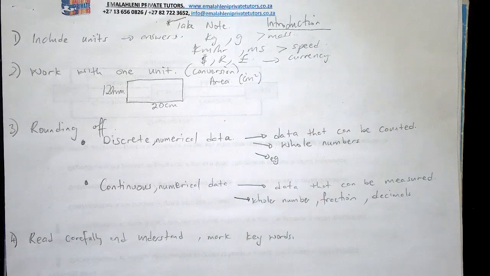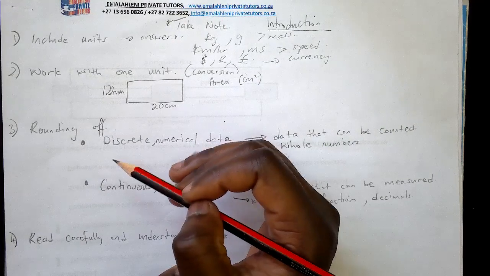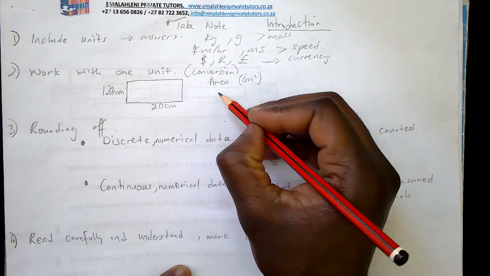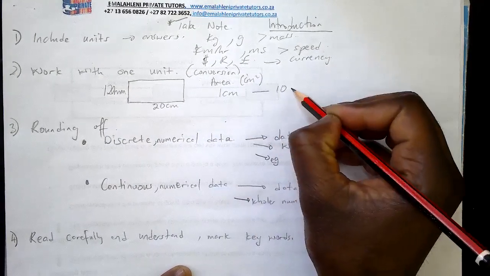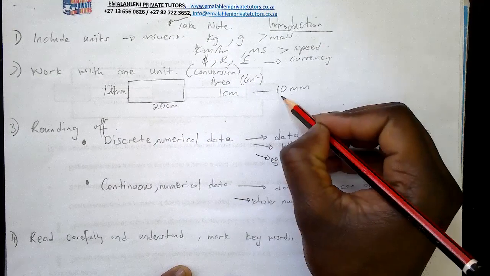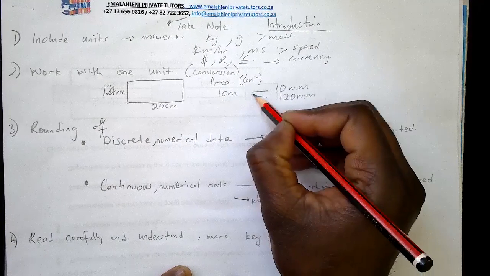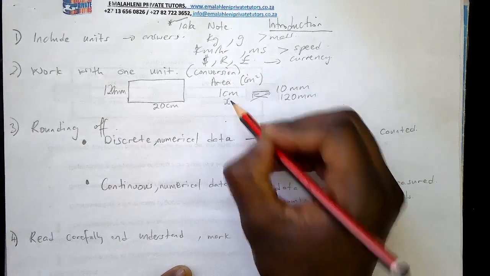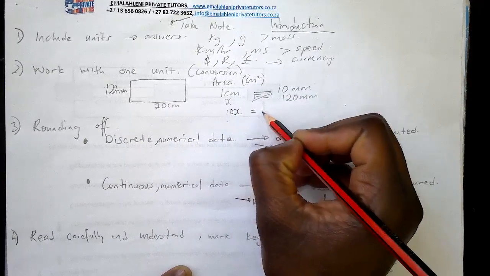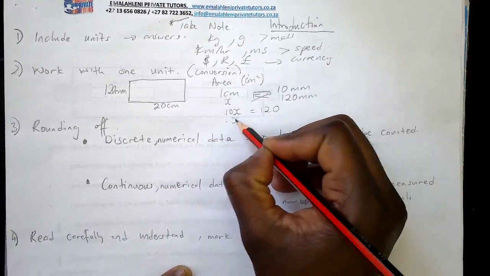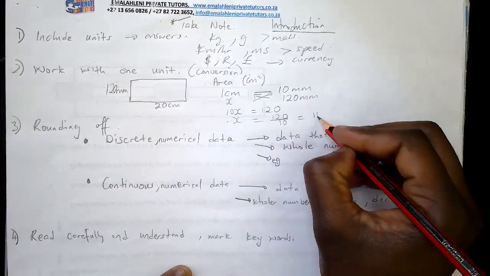So what you need to do first is change 120 millimeters to centimeters. You know that 1 centimeter is equal to 10 millimeters. So if it is now 120 millimeters, you need to cross multiply. We have our x there. When we cross multiply, 10x is equal to 120. Then x is equal to 120 divided by 10, which gives 10 centimeters.